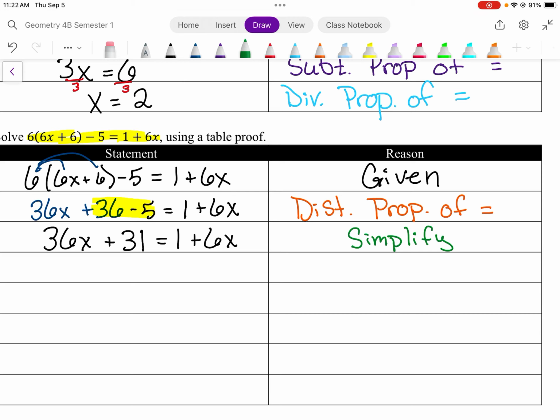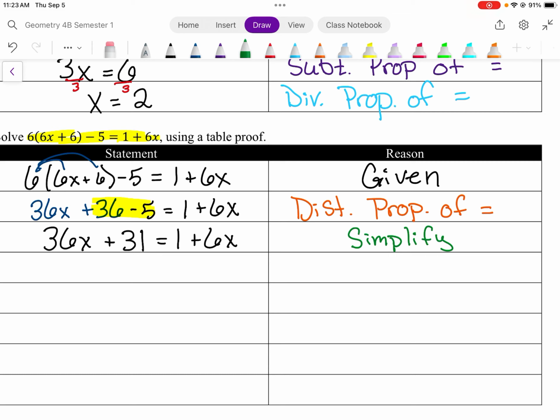So distributive property is usually on one side of the equation to get rid of parentheses. Simplifying or combining like terms is when you're just combining things that are on, again, one side of the equal sign. So you're not adding or subtracting something to both sides. It's just on one. Okay.